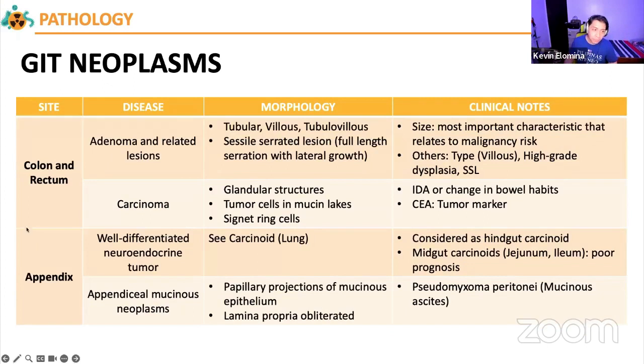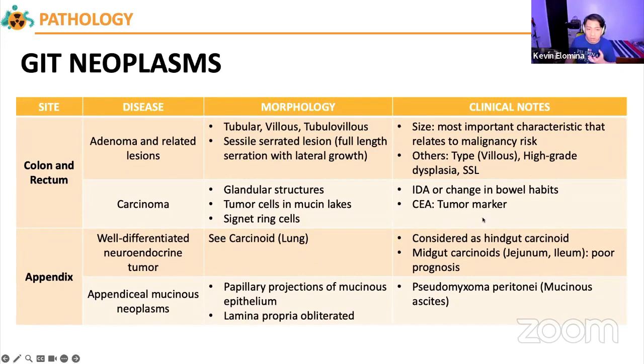Okay. Now, for your colon, your adenomas, now these are precursors of your colon cancers, no? Just remember na kapag malaki yung adenomatous polyp mo, malaki yung chance na malignant siya. And also, if villous ang architecture, if you have high-grade dysplasia, or if you have your sessile serrated lesions, because these are definitely associated with malignancies. Okay? So, for your carcinoma, it's an adenocarcinoma usually naman in your colon.